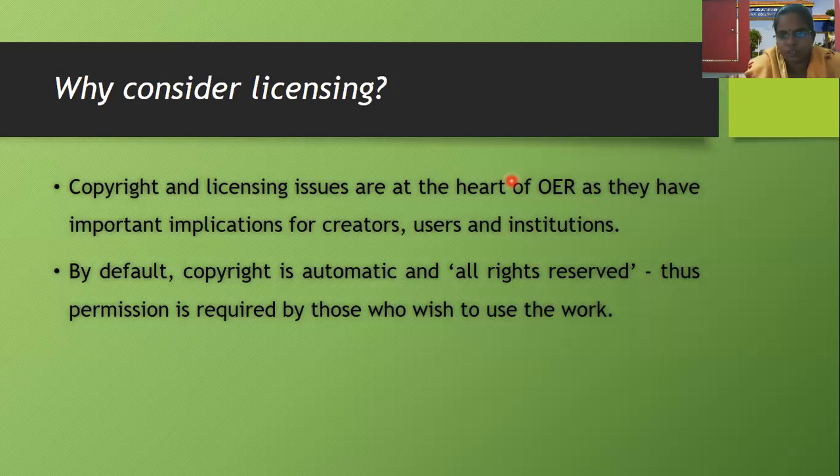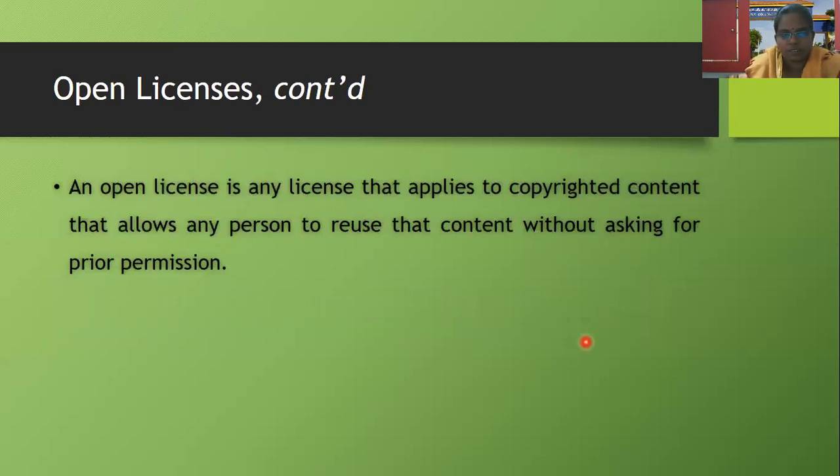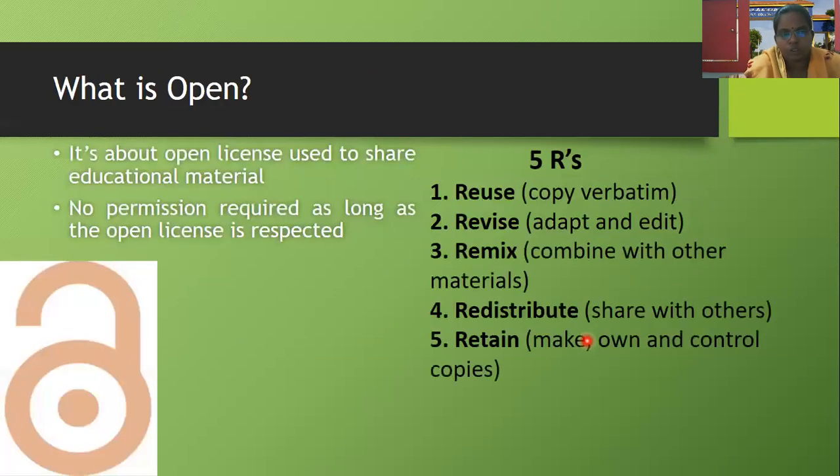Why consider licensing? Copyright and licensing are at the heart of OER. And now the next topic is open licenses. An open license is any license that applies to copyrighted content and allows any person to reuse the content without asking for permission. What is open? It is about open licenses used to share educational material, with no permission required as long as the open license is respected.